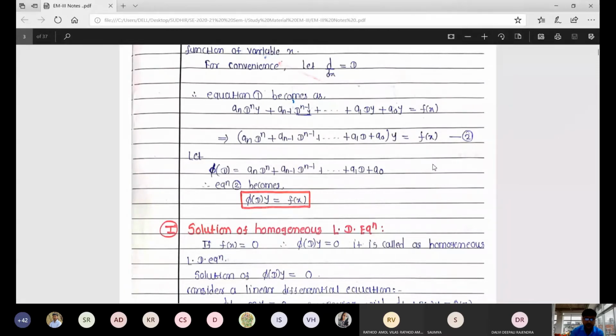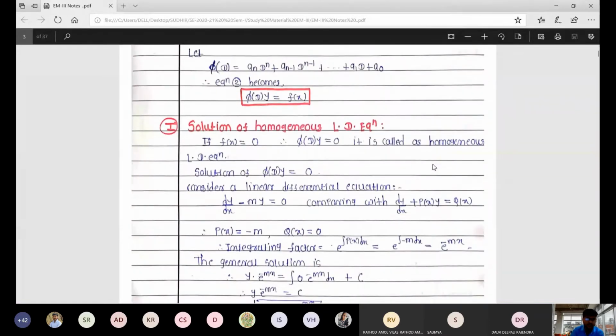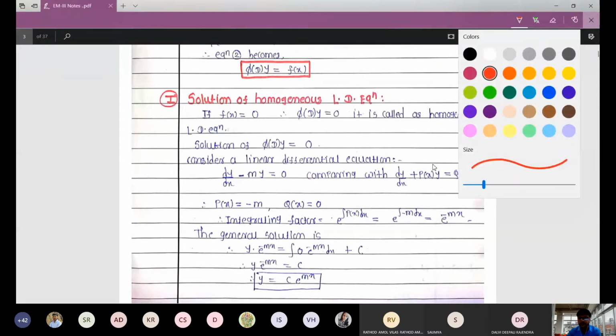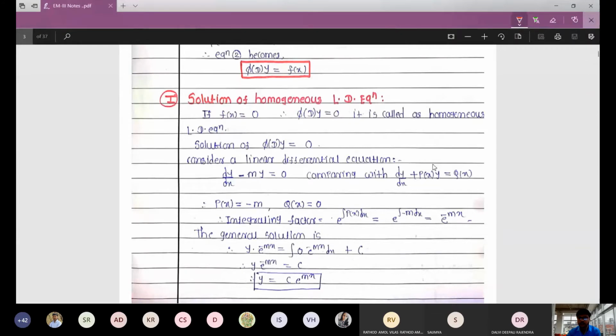And after that, we studied the solution of the homogeneous linear differential equation. So what do you mean by a homogeneous linear differential equation? Let me explain. A homogeneous differential equation means the right hand side, f of x, is equal to 0. So what is left is phi of D y equal to 0. That is nothing but the homogeneous differential equation.